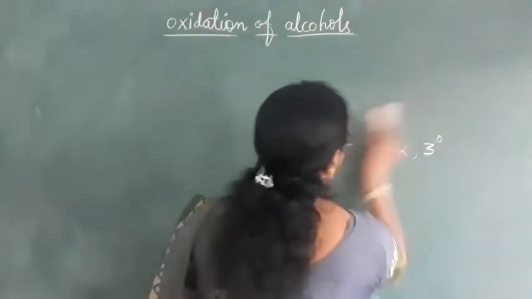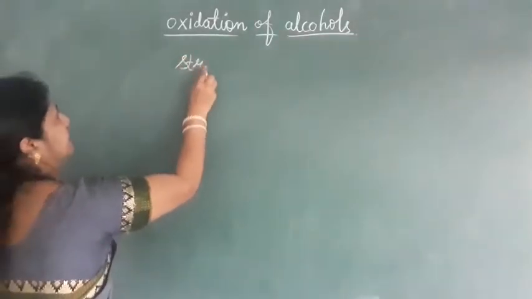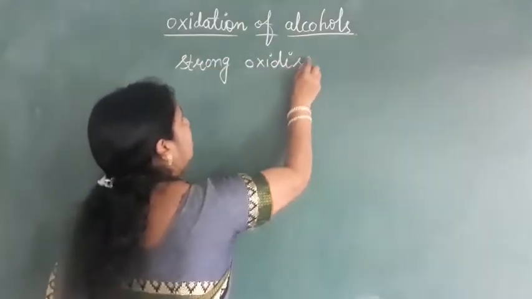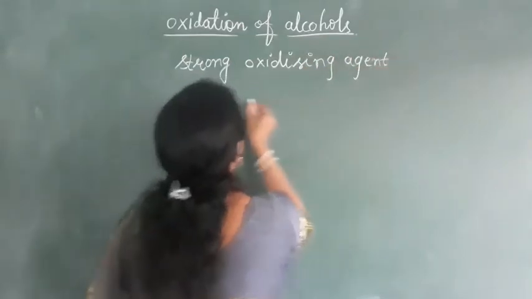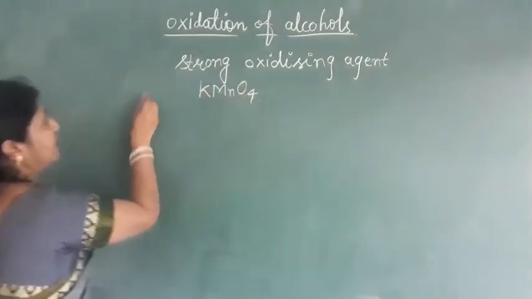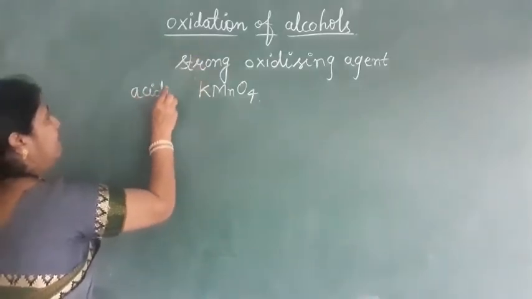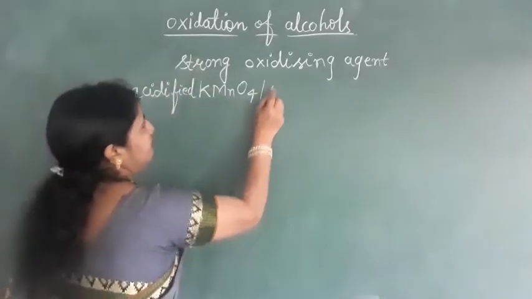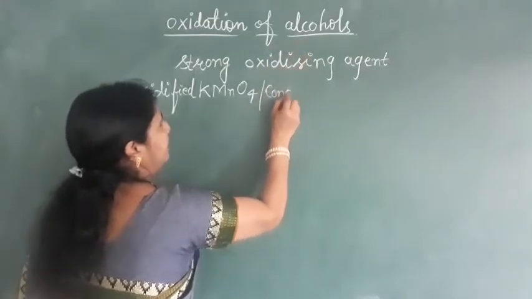First, if you use a strong oxidizing agent, what are the strong oxidizing agents? The strong oxidizing agent is KMnO4, potassium permanganate, acidified. Acidified KMnO4 means with concentrated H2SO4.